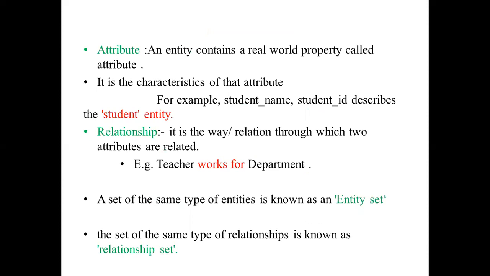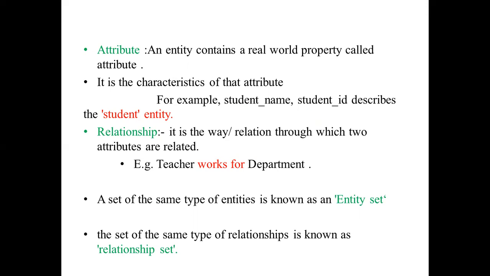Second is the attribute. Attribute means that a person has some characteristics, or an object has its specialized highlighting features; that is called an attribute. So any entity contains some real-world properties, called attributes. For example, a student is one person having their own characteristics: a particular roll number, first name, last name, and marks, which vary. All these are attributes of the student entity.